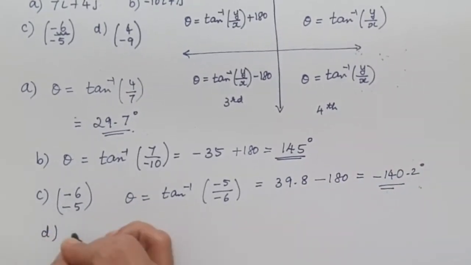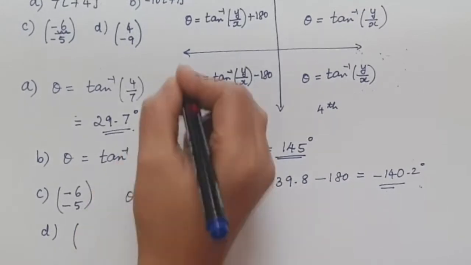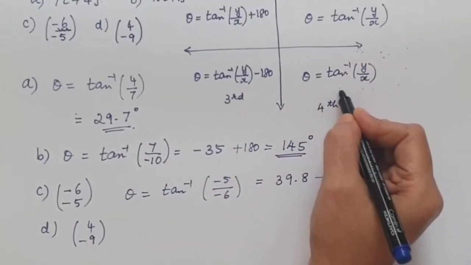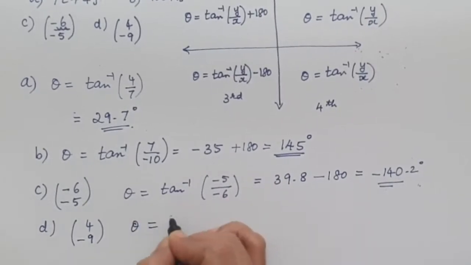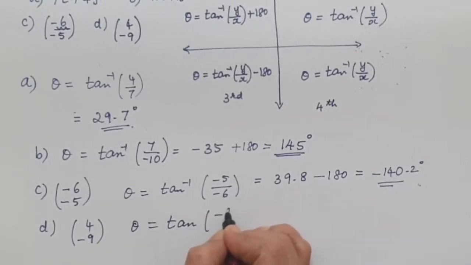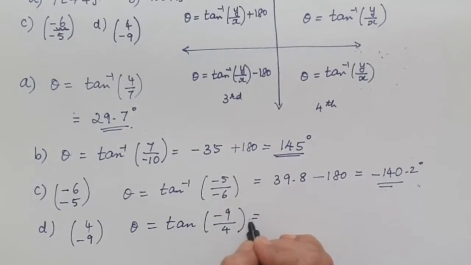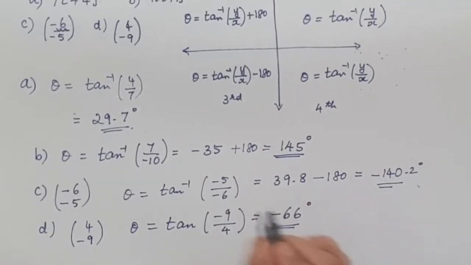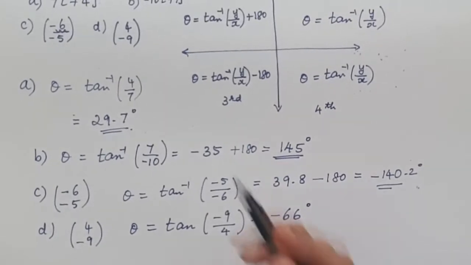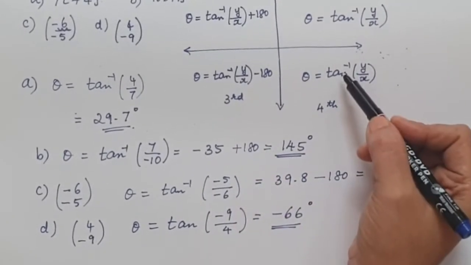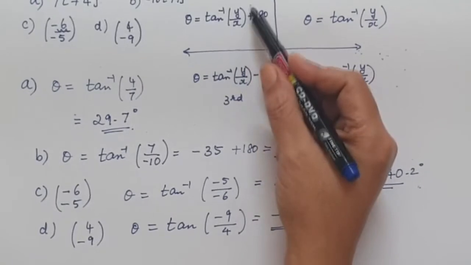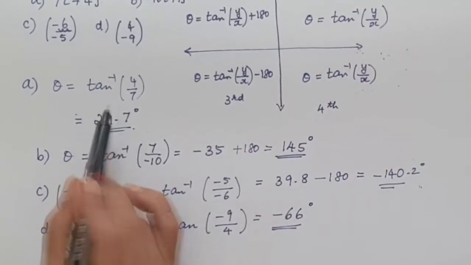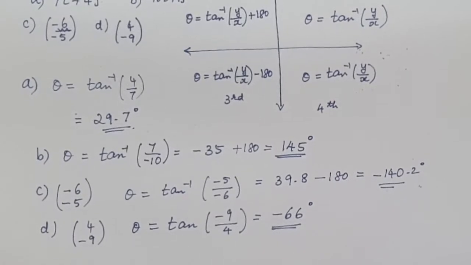Then for D, the values are 4 and negative 9. X is positive, y is negative. So in this quadrant, directly use it as tan inverse of minus 9 over 4. So we get our answer as minus 66. This way, when you do it, it is simpler compared to the previous one. Remember that these two are the same. And here it has to be above is plus 180, below is minus 180. And we need to consider the signs as well when finding the angle.